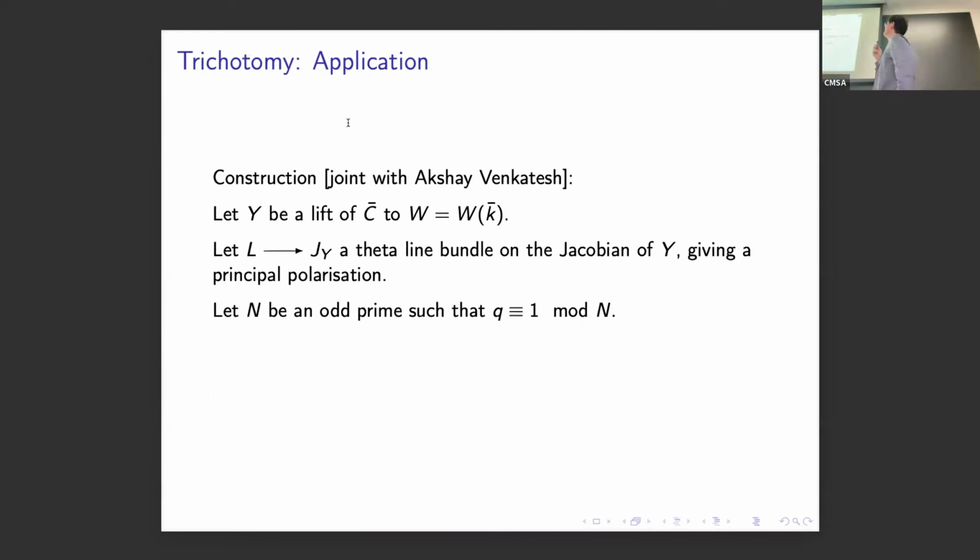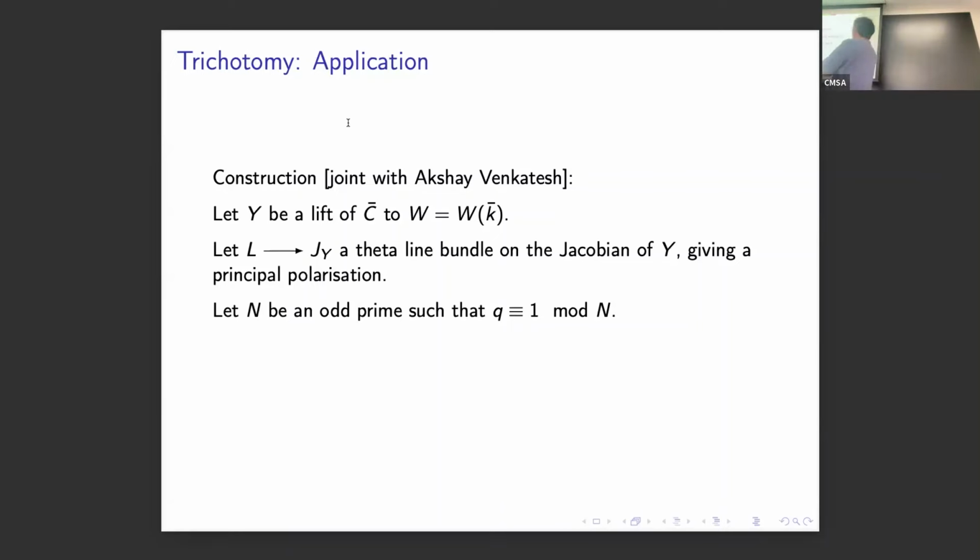What we can do is take that curve C bar and lift it to characteristic 0. K bar is an algebraically closed field, the algebraic closure of a finite field, and you take its Witt vectors. This is like the maximal unramified extension of Z_p, that kind of object. Every curve can be lifted to characteristic zero in this way. J(Y) is the Jacobian of Y. And you choose a suitable theta line bundle L on J(Y), giving a principal polarization.